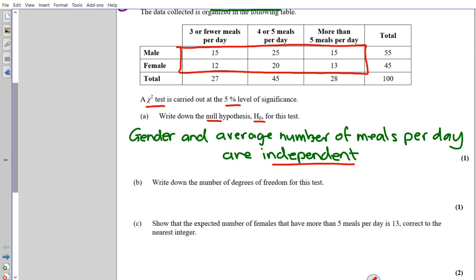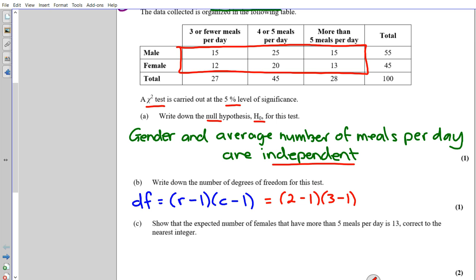B, write down the number of degrees of freedom for this test. So remember the formula for degrees of freedom. I'll write it out for you. Degrees of freedom equals the number of rows minus 1 multiplied by the number of columns minus 1. Having a look above, how many rows do we have in our matrix? We have 2 rows, male and female. So we just write 2 minus 1 for the rows. How many columns do we have? We have 3 columns for the number of meals. Remember, we don't include the totals for either of those.